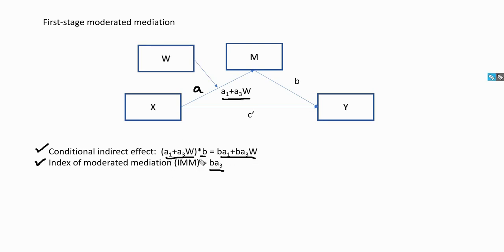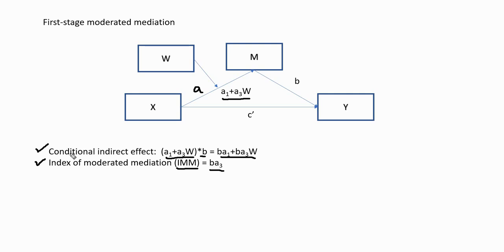So what we'll be doing when we run our analysis using Stata is we'll be generating bootstrap confidence intervals and then testing whether these effects are different from zero. But when it comes to testing for moderated mediation, the main index that we're going to rely on is this one right here.